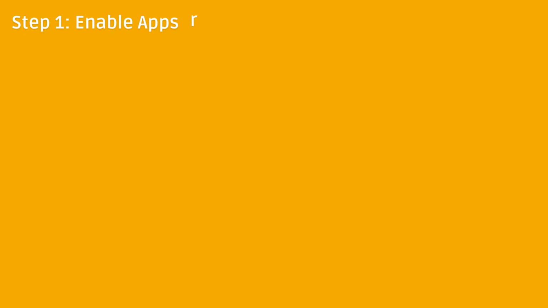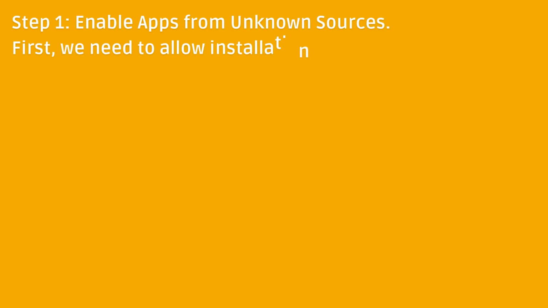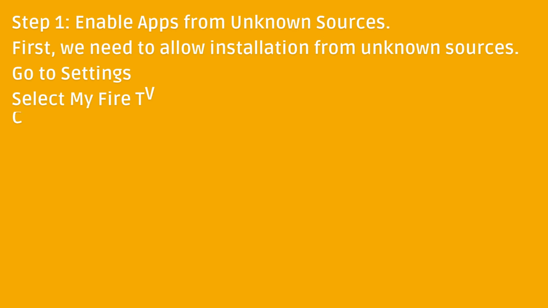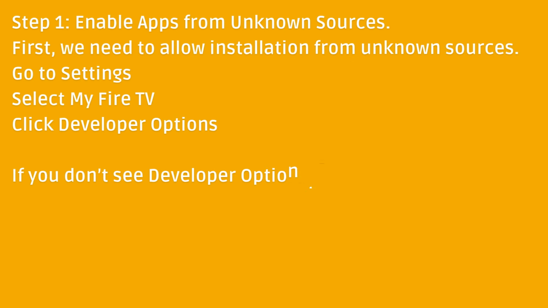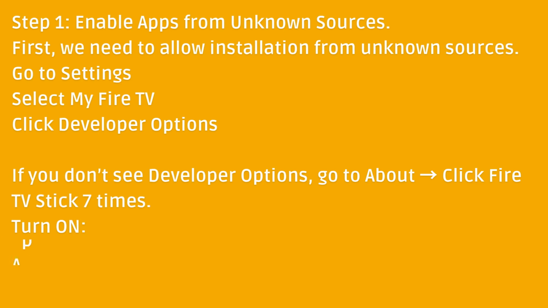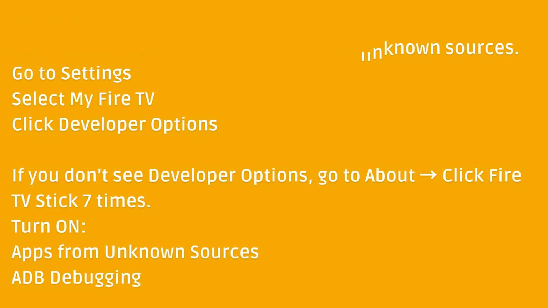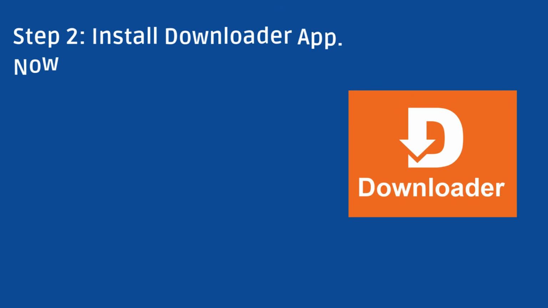Step 1. Enable apps from unknown sources. First, we need to allow installation from unknown sources. Go to Settings, select My Fire TV. Click Developer Options. If you don't see Developer Options, go to About, click Fire TV Stick 7 times. Turn on Apps from Unknown Sources and ADB Debugging.